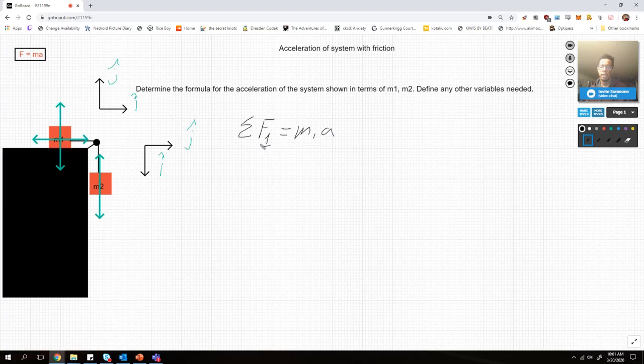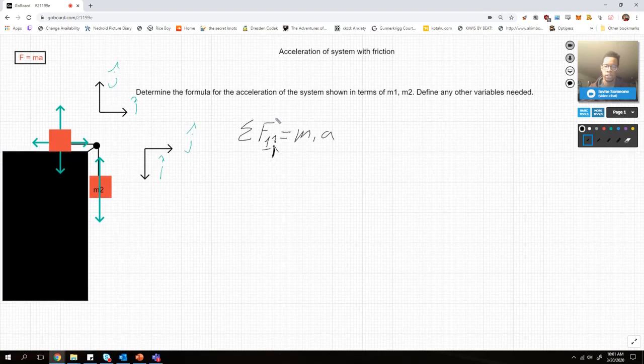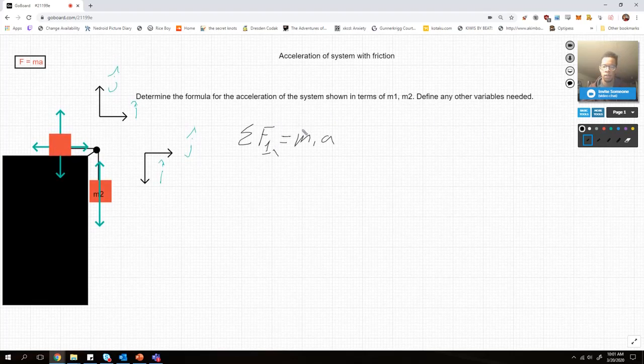And then I can expand my sum of forces, and I'm going to plug in an I hat here. This is an I. I was going to draw an X, but I turned it into an I. That's why it's kind of messy. Well, let's just redraw that. So call this I hat. All right, sum of forces of mass 1 in the I hat direction is equal to M1A.